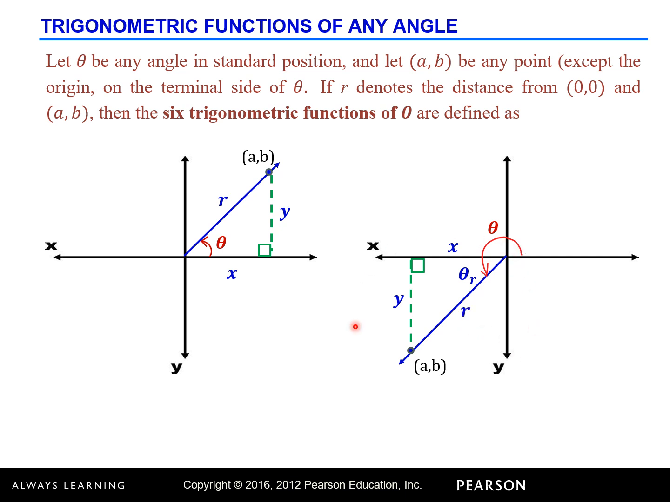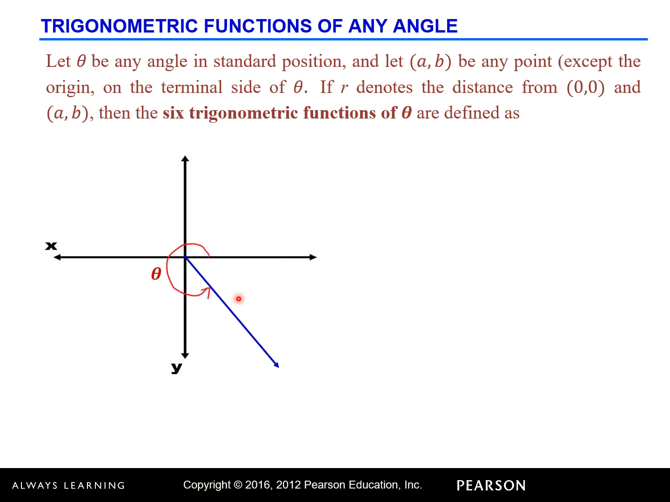So this is the right triangle when the angle theta lies in quadrant 3. The last one is if the angle theta lies in quadrant 4. Since the angle theta is not an acute angle, we have to define again the reference angle.